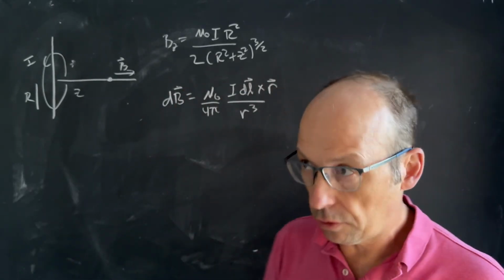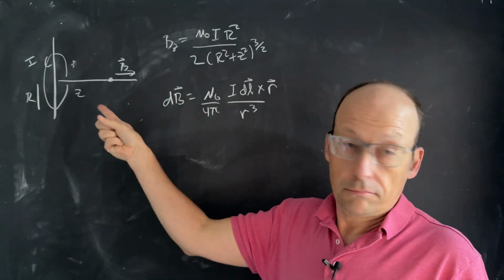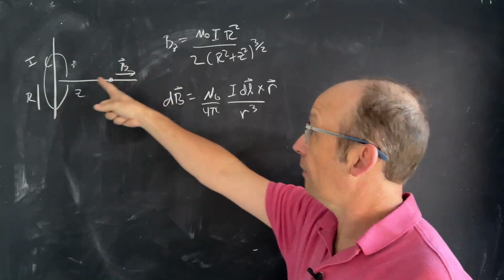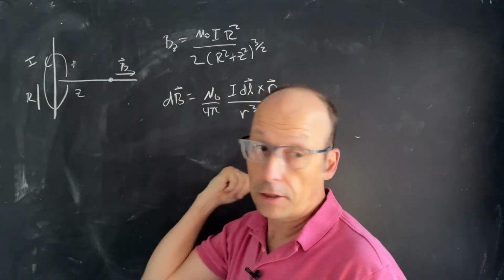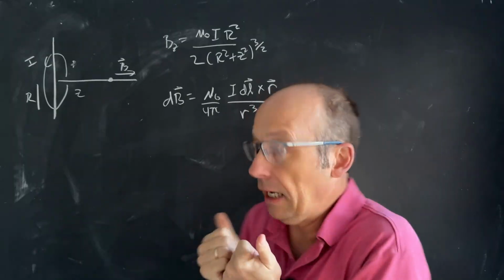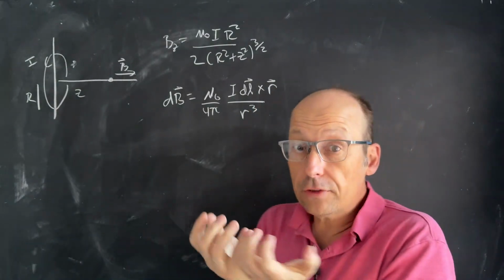Magnetic field due to a loop. I did this video and derived this: the magnetic field due to a loop of wire of radius r, current I. Calculate the magnetic field. Did it. Okay. And we also did it numerically.